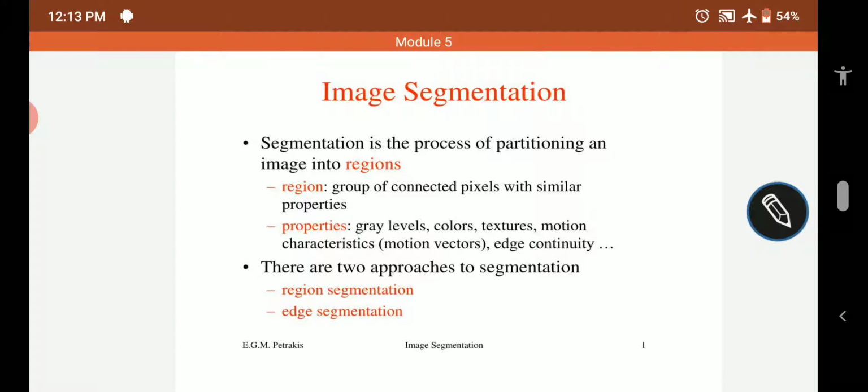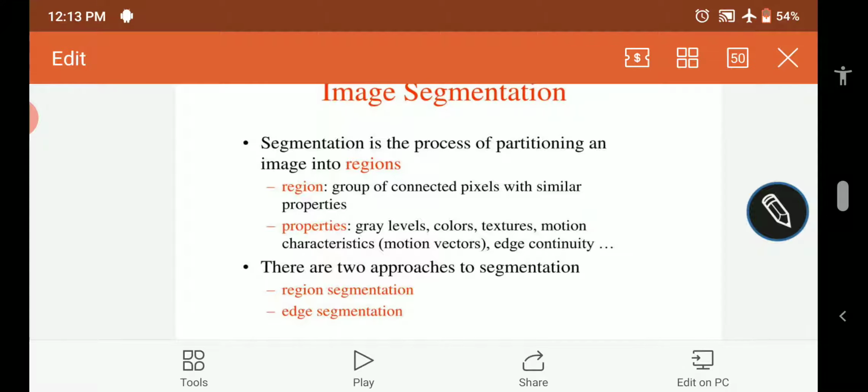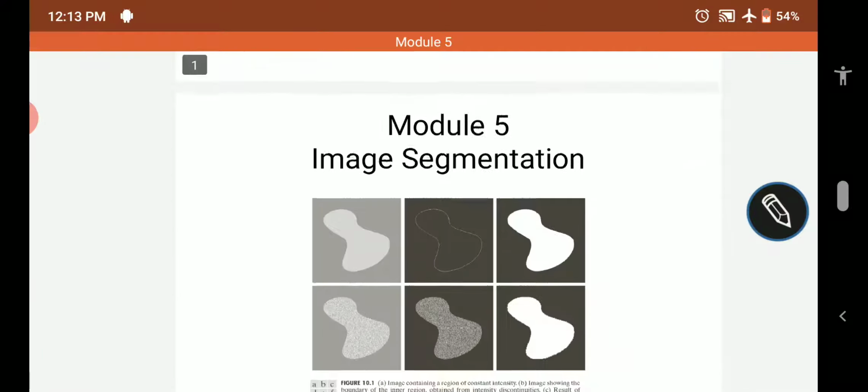As we said, one approach is based on discontinuities, and the second is based on similarity. So there are two approaches to segmentation. One, on a similarity basis, is called region segmentation. The other, on abrupt changes, is called edge segmentation.